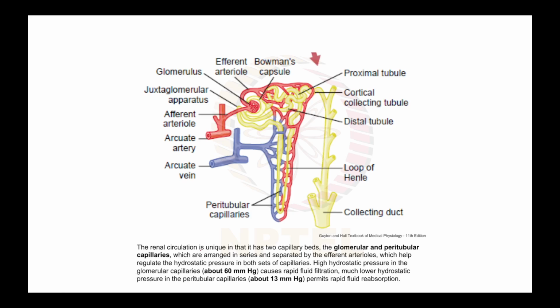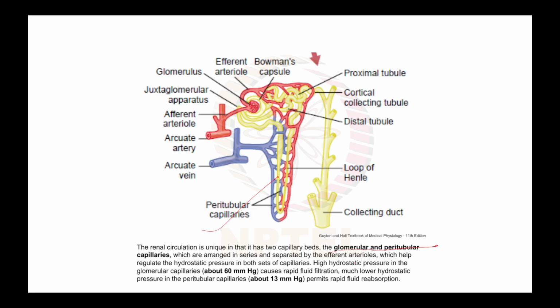Okay, so the renal circulation is unique in that it has two capillary beds, the glomerular and the peritubular capillaries. These are the peritubular capillaries and these are the glomerular capillaries, which are arranged in series and separated by the efferent arteriole.